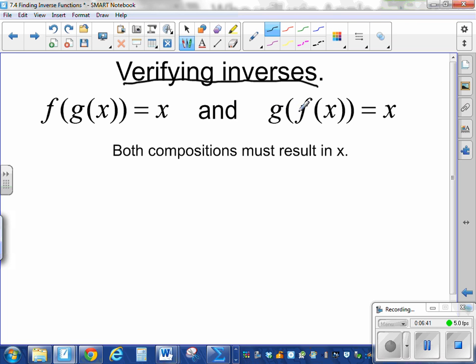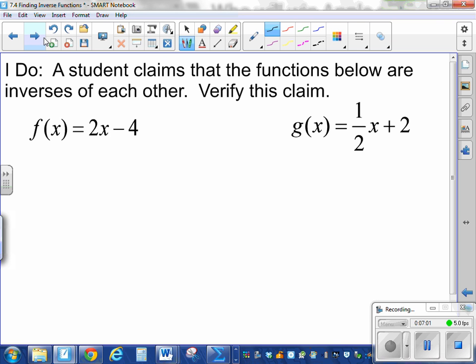Same way the other way around too. Anything that the f function does, the g function undoes. So both compositions must result in x. So you got to check it with both of them, not just one of them, but you have to do it both ways. Okay, so this is the way that you verify that two functions are inverses. So if someone tells you, hey, I did this problem, these are the inverses, this is the way you would check it. All right, so it's an I do.